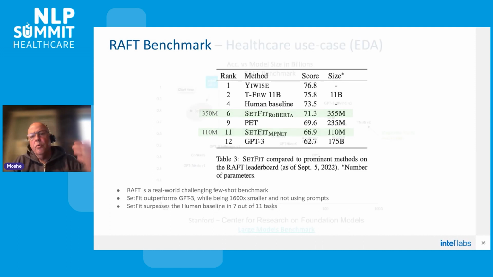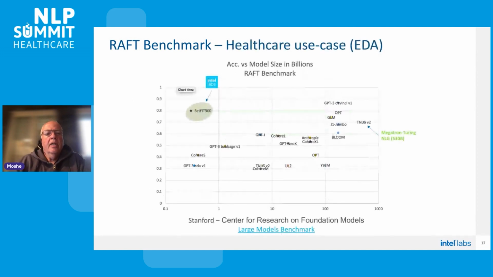And here we see also RAFT has been used by Stanford as part of their HELM benchmark. And we saw the data efficiency, and now we can see the model efficiency of SetFit. So the graph shows the Stanford comparison of foundation models. The x-axis is the model size in billions of parameters, and the y-axis is the average accuracy on the RAFT benchmark, which is the standard few-shot benchmark.